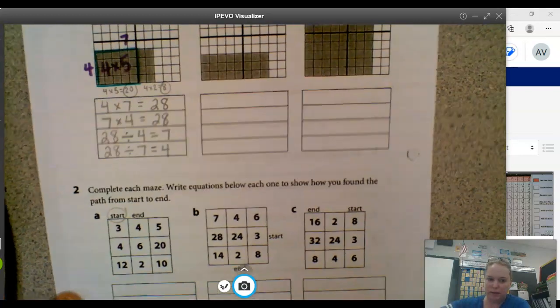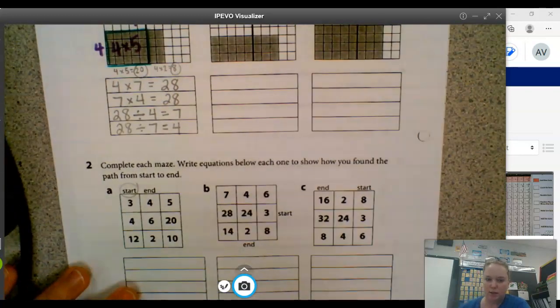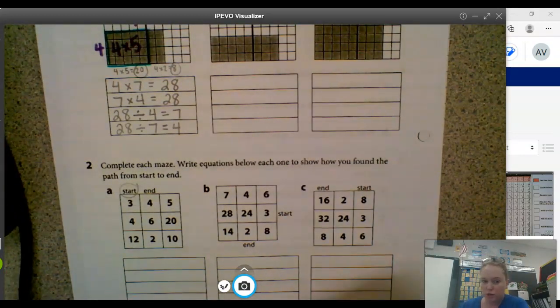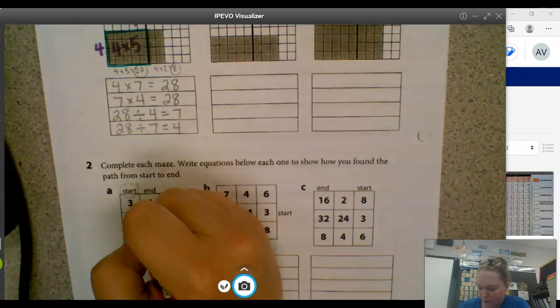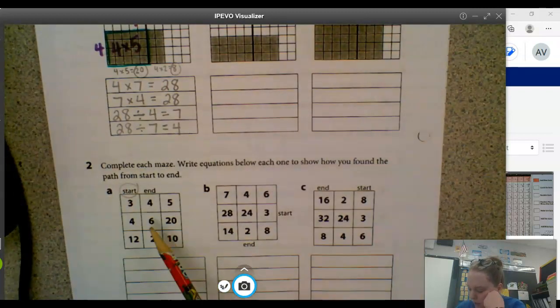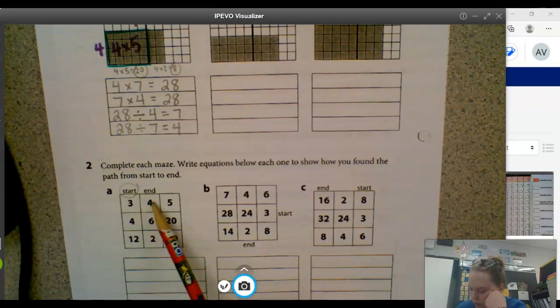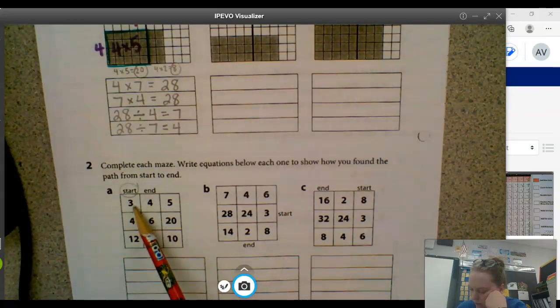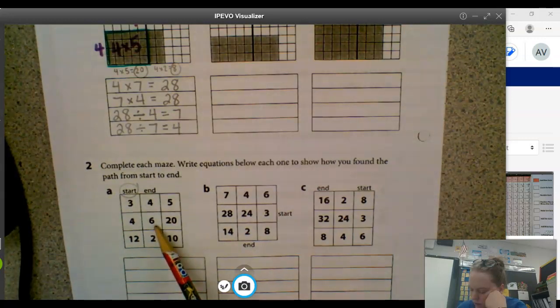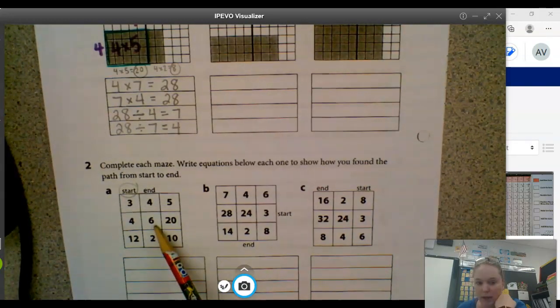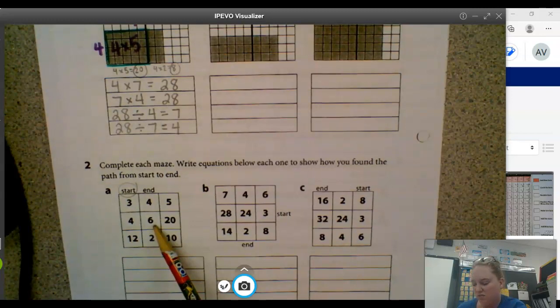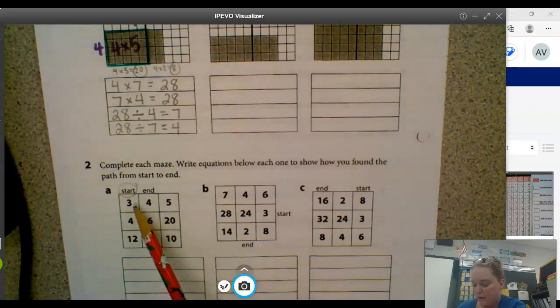I'm multiplying and dividing to get to the next number. So here's an example. 3, what can I go? I know this is the end, so I'm not going to go there. I could go down or I could go here. If I did 3 divided by 6, I can't do that. I can't divide 3 things into 6 groups. 3 times 6 equals 18, but that's not here. 3 times 4 equals 12.